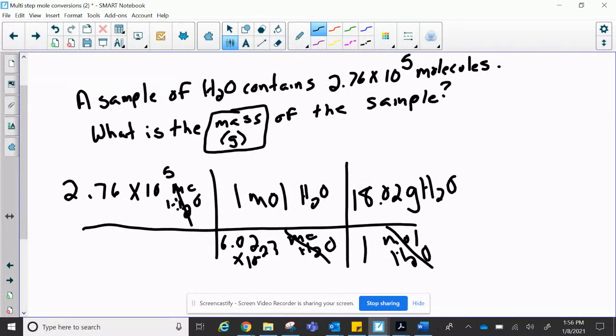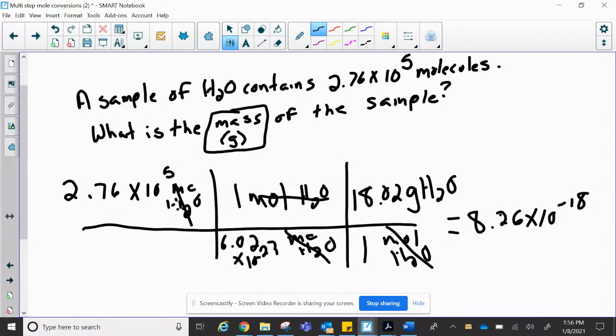So we've canceled out moles of water. So now we're in grams, which is what we want to be in. So now it's time just to do our math. So I'm going to do my 2.76 times 10 to the 5th, times 18.02. Then I'm going to divide by 6.02 times 10 to the 23rd. And I get 8.26 times 10 to the negative 18th. And of course, the only unit left is the grams here.